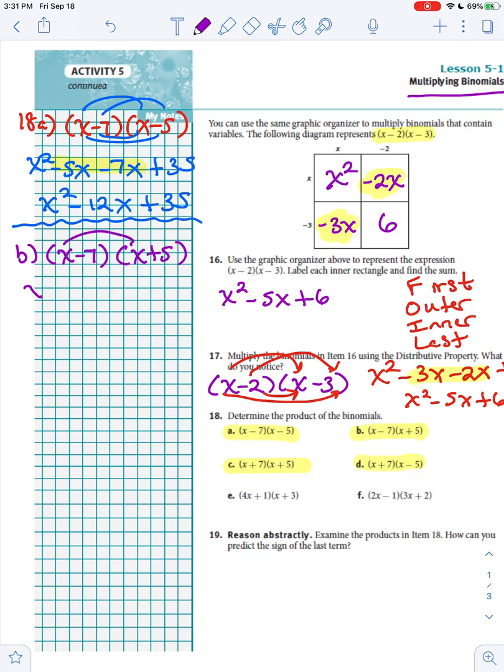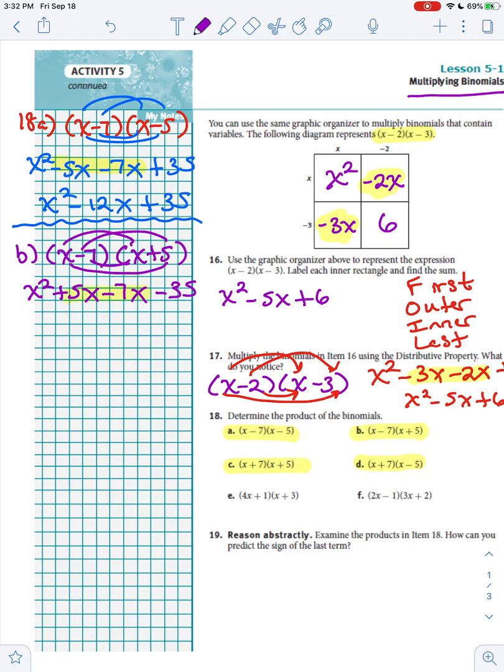Okay. We're going to use our FOIL method. So first times the first, x squared, outers, x times 5, 5x, inners, negative 7 times x, negative 7x. And finally, last times the last, this time it's negative 7 times positive 5, so negative 35.